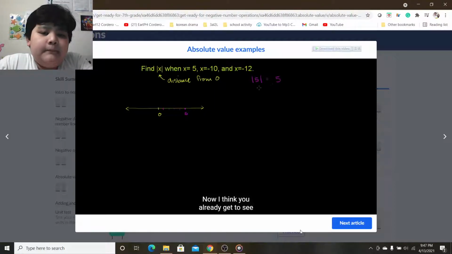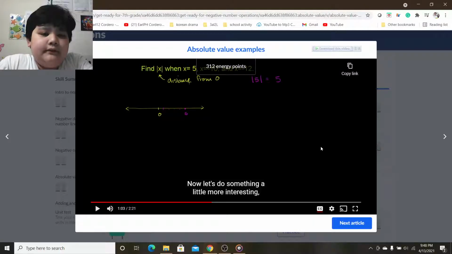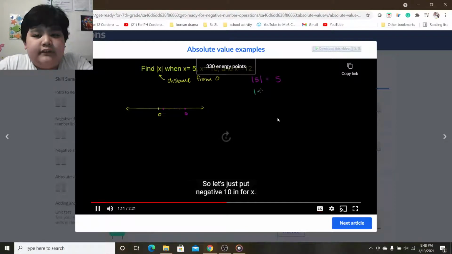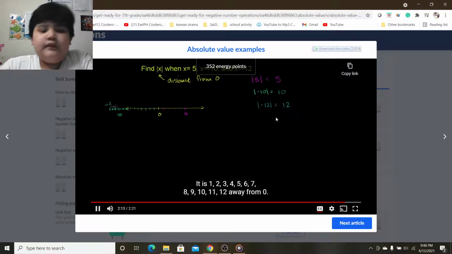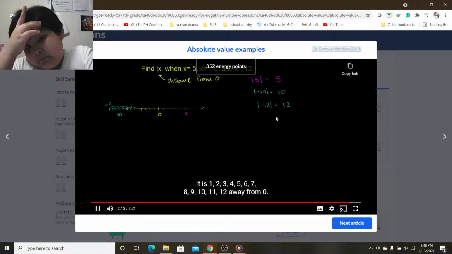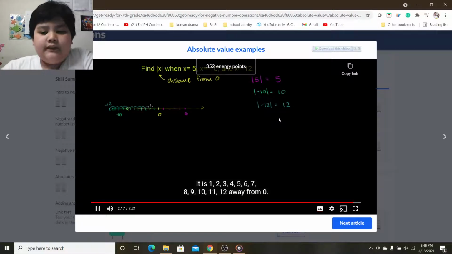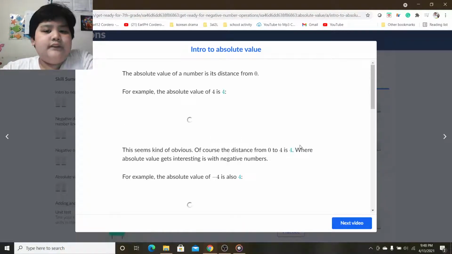I think you already see this is a pretty straightforward concept. Now let's do something a little bit more interesting. The absolute value of negative 10. We can draw over here: negative 8, negative 10, negative 11, negative 12 is right over here. It is 1, 2, 3, 4, 5, 6, 7, 8, 9, 10, 11, 12. Gotcha.